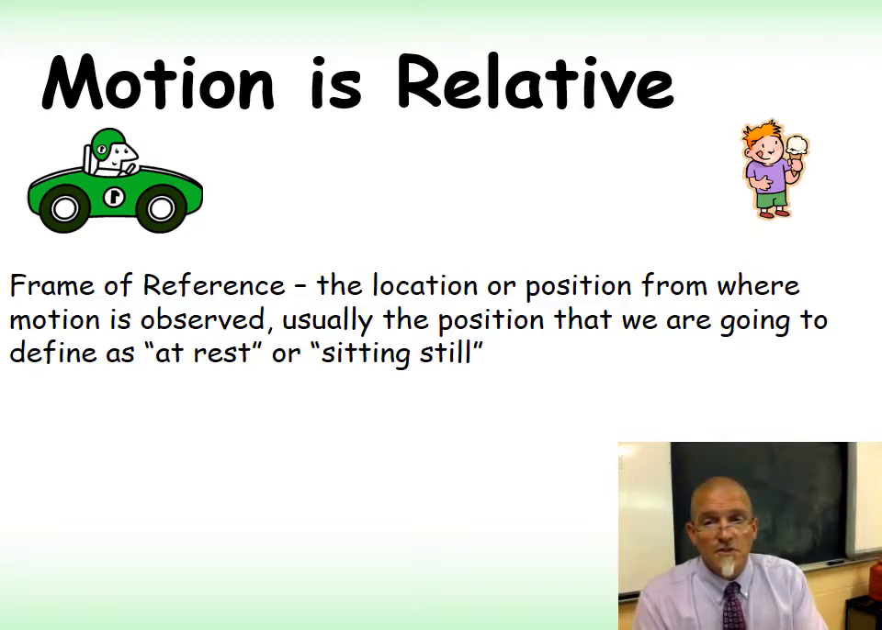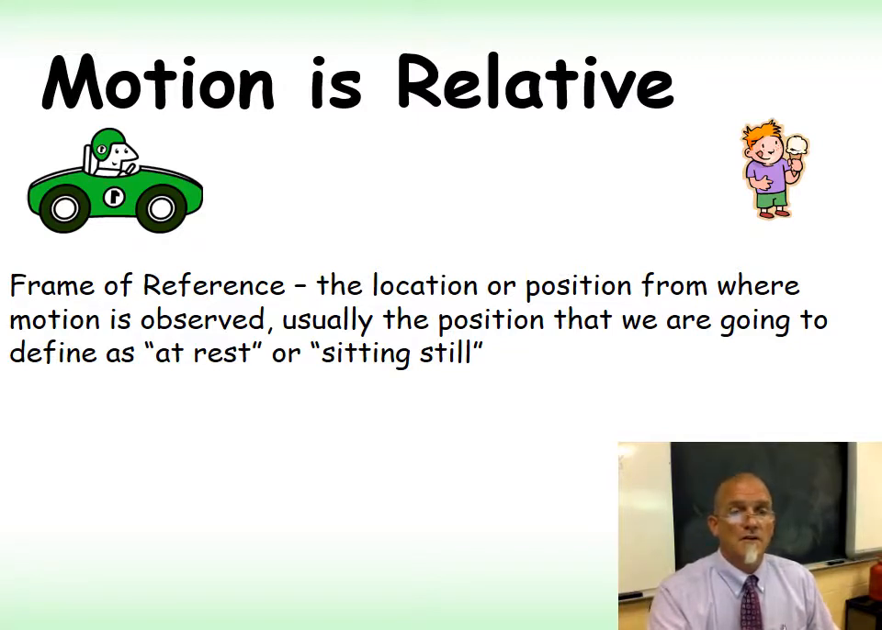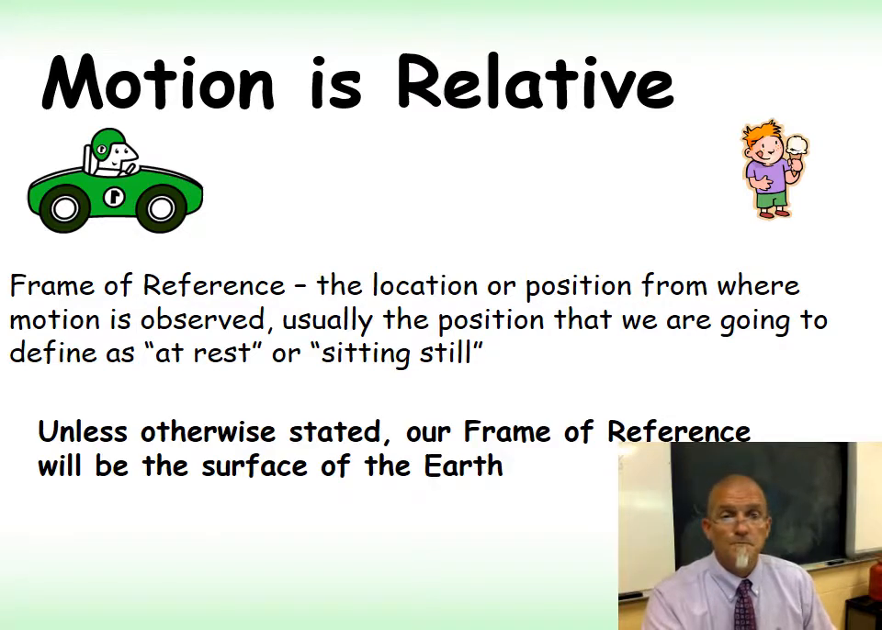And usually this position is where we're going to define at rest, or the sitting still point. This is the place that we're going to define the motion relative to or in comparison to. It's the thing that is sitting still, if you will. And we call that place the frame of reference. It is the thing that we're using to compare our motion to.